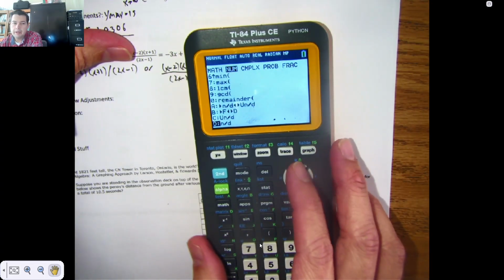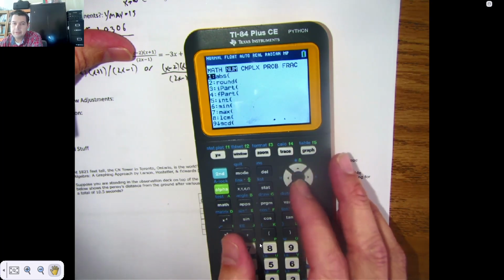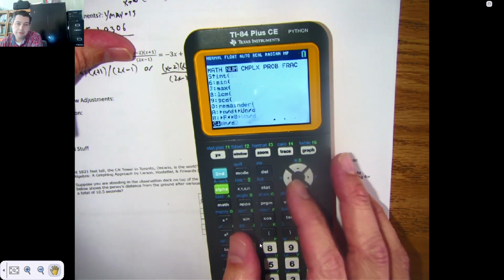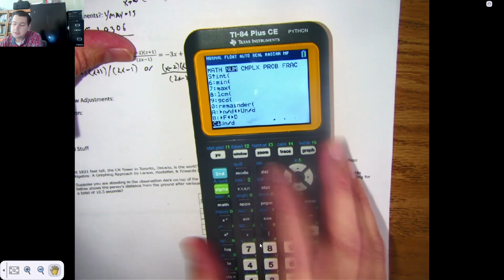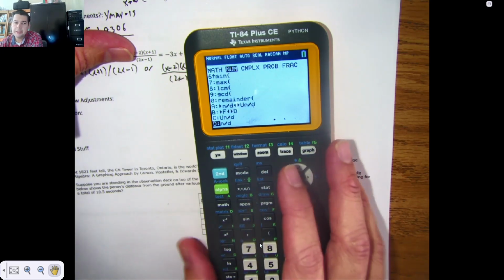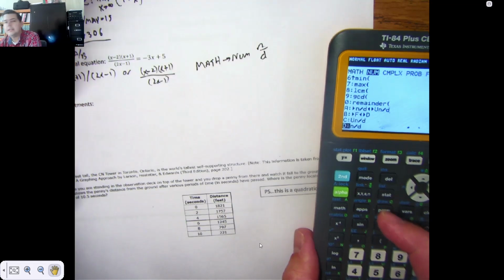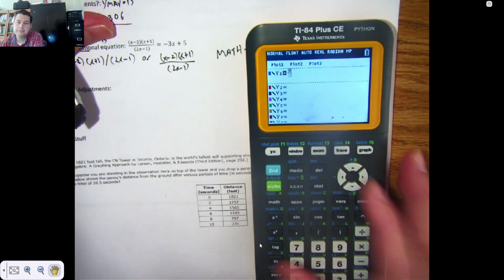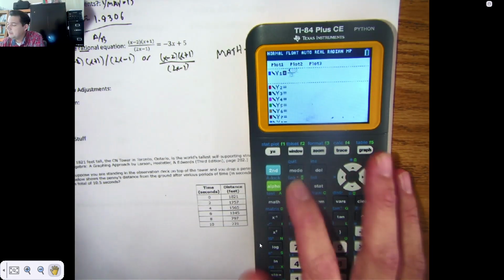And it's right at the bottom. Notice I hit the up arrow. You can scroll down. It'll take you a few seconds of your life. But if you scroll all the way down to the bottom, you'll see n over d. And that'll bring up the actual fraction symbol. Then you just type it in as it appears.